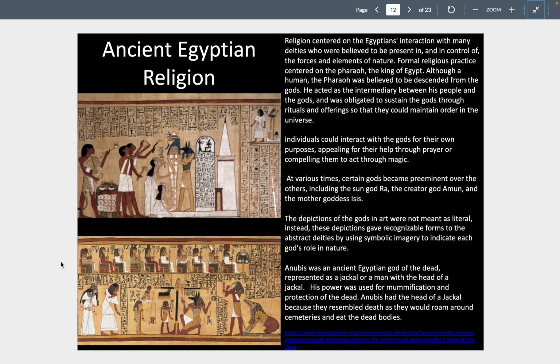So the religion centers on the interaction of many deities, is polytheistic again, and the religious practice centers on the pharaoh, the king. The king is a human, but is descended from the gods, and I'll show you what gods specifically. They are acting as an intermediary between the people and the gods, and are obligated to sustain the gods through rituals and offerings that could maintain the order in the universe.